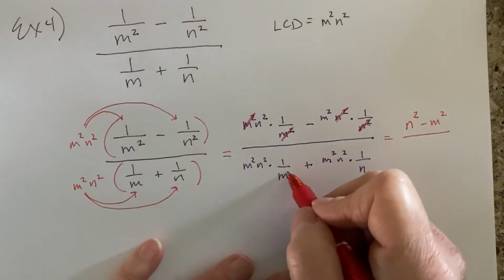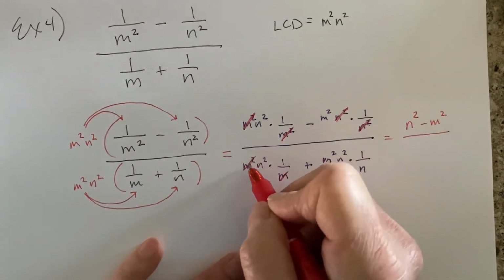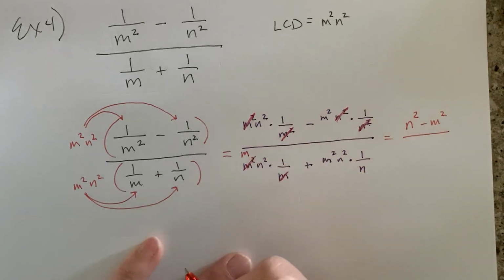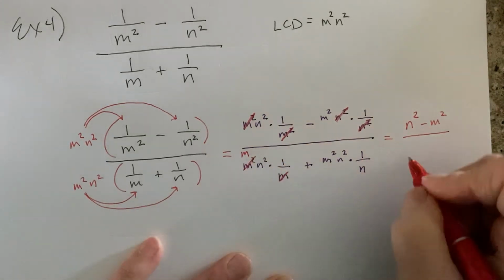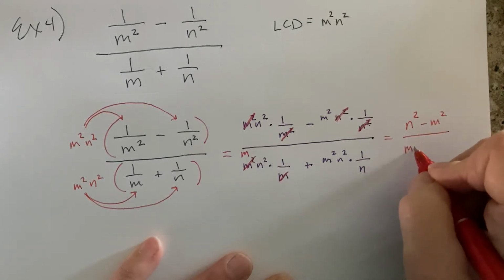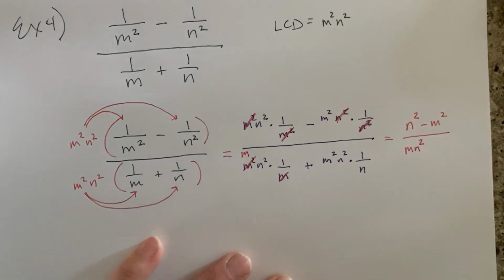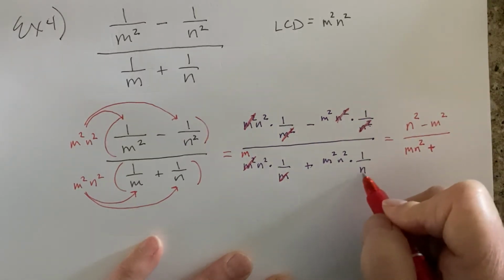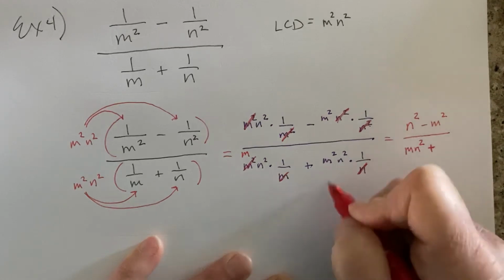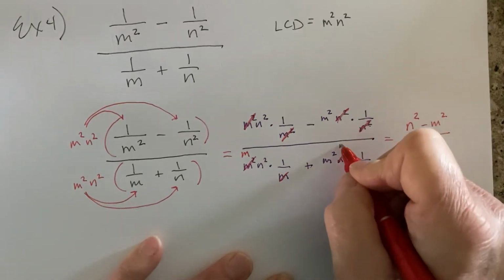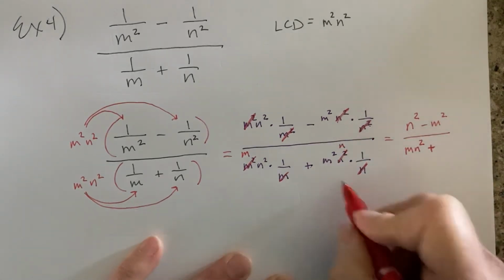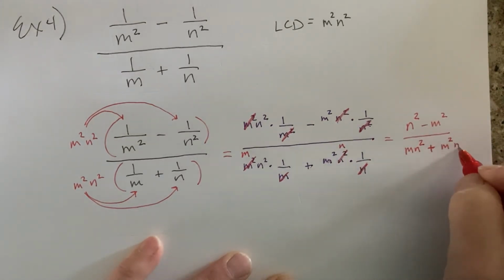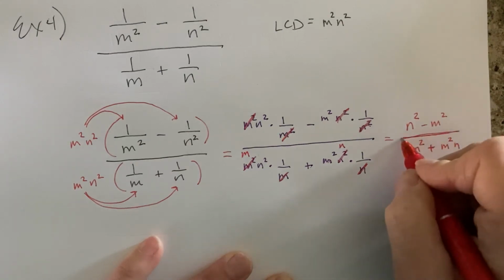Now on the bottom, I have an m. Now I've got m squared and a single m, so I'm left with an m here. So I have m n squared for that first one. Plus, and now I have a single n and an n squared. So the single n, I'm going to be left with an n. So m squared n is my denominator.